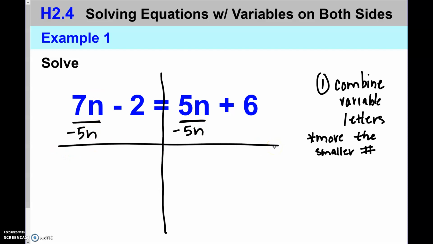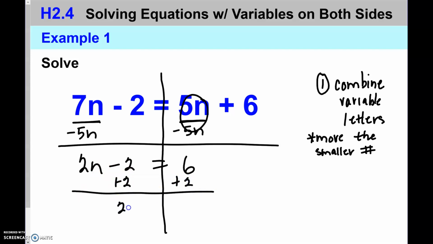Now we're just going to do our math. 7N minus 5N is 2N. Then we still have our minus 2. And over here, 5N minus 5N just cancels out, and we're left with 6. So now, by combining like terms and getting my letters together, moving that smaller one, it is now a two-step equation. To get N by itself, I'm going to add 2 to both sides.